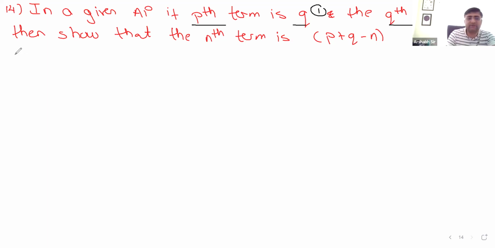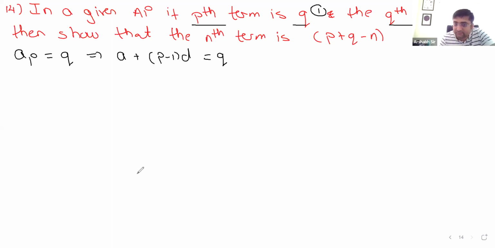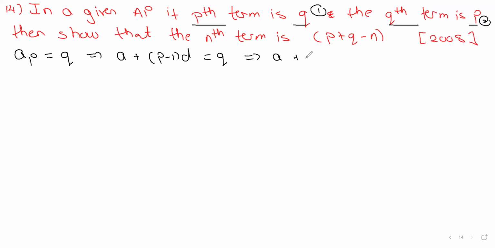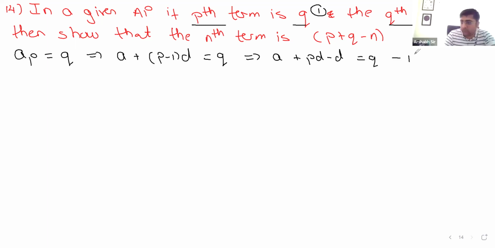ठीक है? अब देखो ध्यान से बेटा, we are given the pth term is q. इसका मतलब क्या है बेटा? a plus p minus 1 times d is equal to q. Do you all agree? Yes or no? है ना? Yes. तो इसको मैं एक्सपैंड करूं तो क्या बन जाएगा? a plus pd minus d is equal to q. Call this equation number 1.